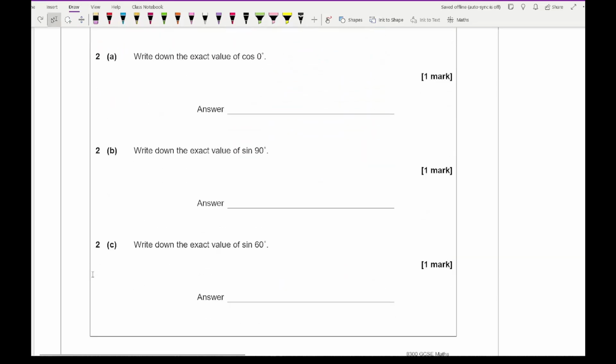Then for question 2, it says write down the exact value of cos 0. Now typically when you're revising these, you don't really include the 0 and the 90, but it is still on the syllabus, so you still need to learn them. So ideally, if you can have some form of knowledge of the trig graphs, it will make all these types of questions that little bit easier. So the exact value of cos 0 rather is 1. The exact value of sine 90 is 1. And the exact value of sine 60 is going to be √3 over 2.